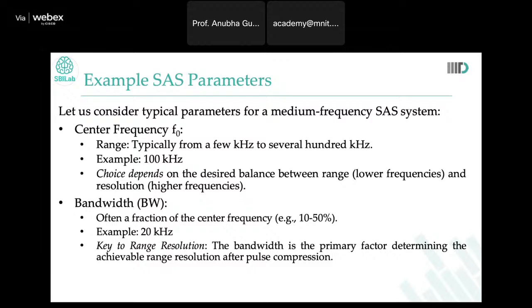Bandwidth is often a fraction of the center frequency, for example, 10 to 50% of your center frequency. So if it was 100 kilohertz, let's say we consider 20% of that, which would be 20 kilohertz, right? The key to range resolution: the bandwidth is the primary factor determining the achievable range resolution after pulse compression. So this is again a very important factor. So what we have seen here is our center frequency is 100 kilohertz, and the bandwidth of the chirp is 20 kilohertz. That means it starts from 100 kilohertz and the end frequency will be 120 kilohertz.